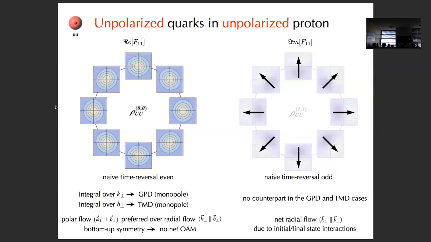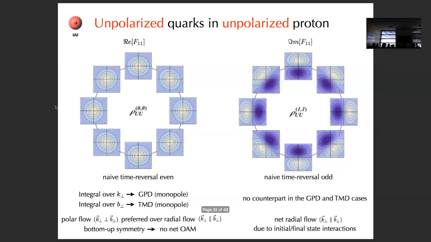One question. So these arrows you have drawn, they indicate in which directions? Is this for initial or final state interactions?